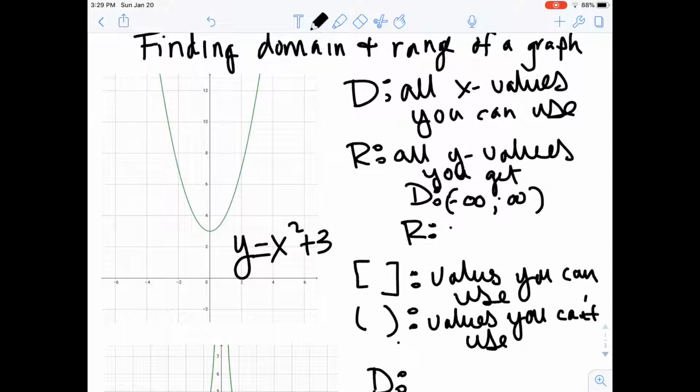Now your range, you have to ask yourself, what y values do you get out from plugging in a certain x value? Well, how you determine this is you say, what's your lowest y value? Looking at my graph, the lowest y value would be y equals 3. That's your minimum, right? So you have 3, and then what's your highest y value? Well, that's positive infinity. Now, 3 does exist. There is no hole at 3, so you would have a bracket, and then because you have infinity, you would have parenthesis.